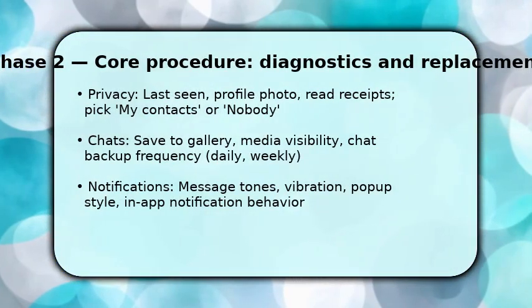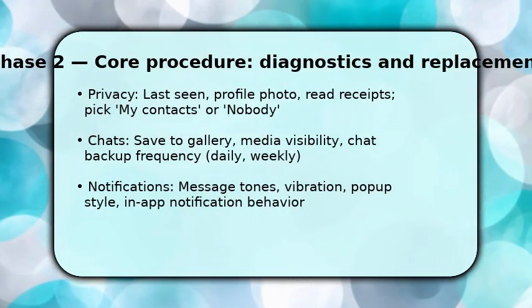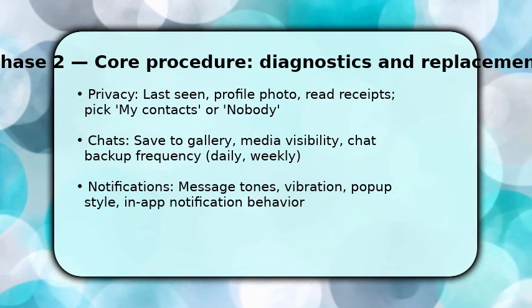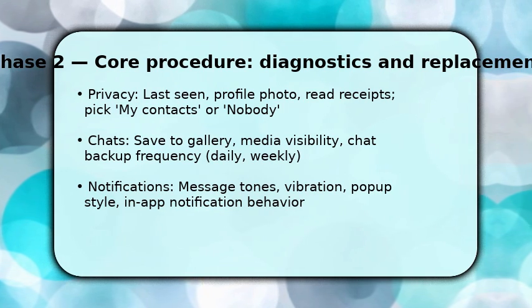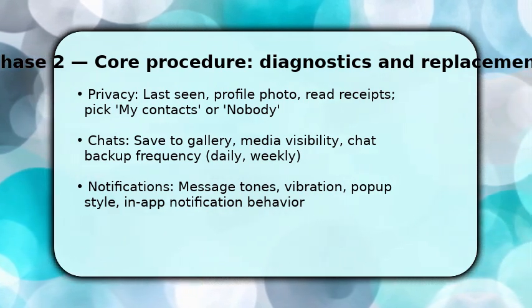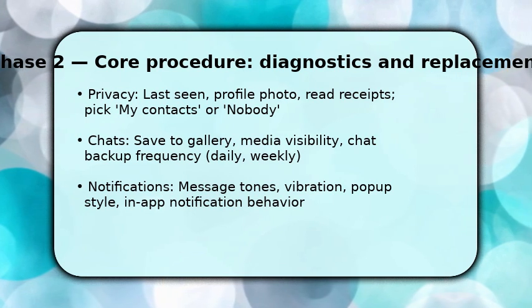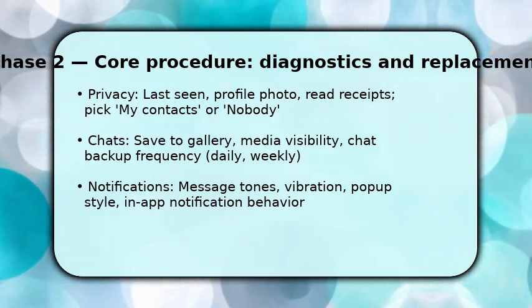Now adjust the core defaults that affect daily use. Open Settings, then Privacy, set last seen and profile photo to my contacts or nobody to control visibility. Next, go to Chats to toggle media visibility and set backup frequency, daily for minimal risk.